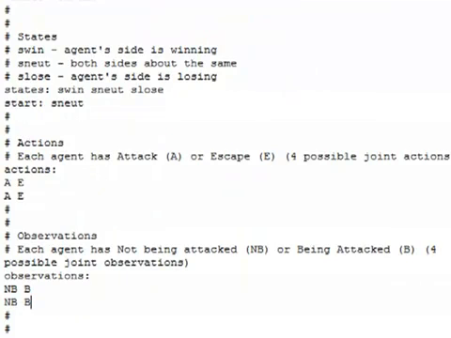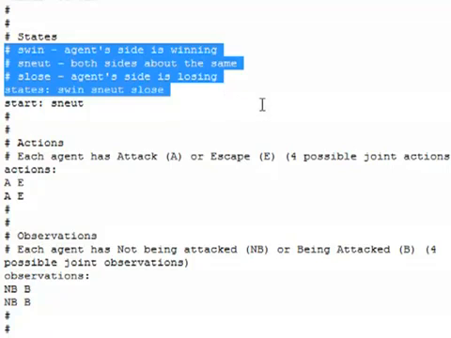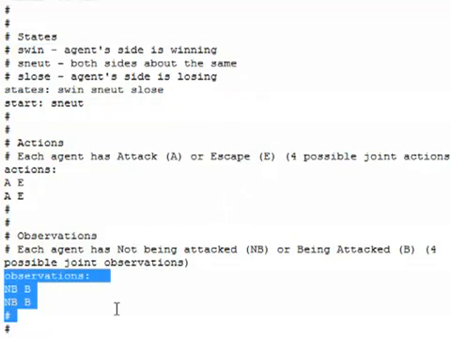Here's a slightly different model which has 3 states and uses the concept of being in a winning, neutral, or losing state, where the observations model the units being attacked.